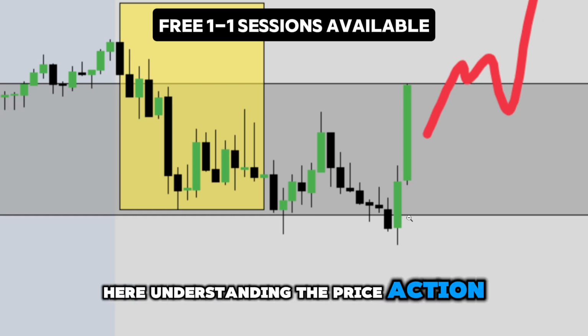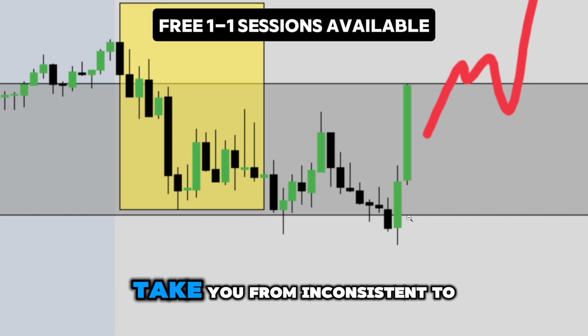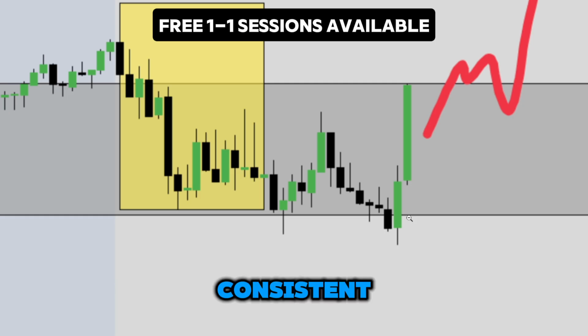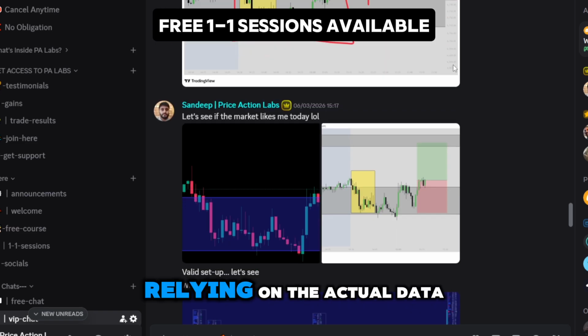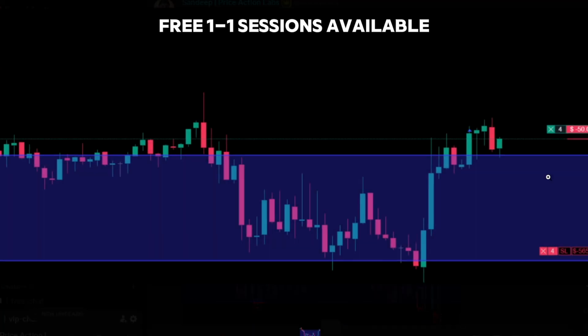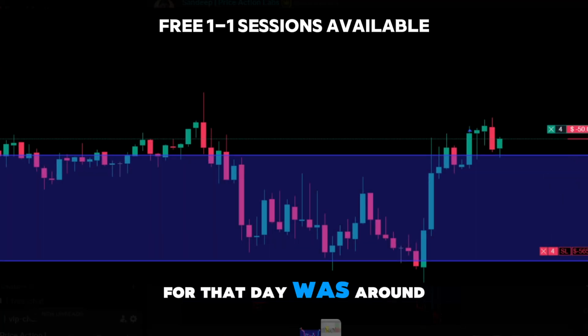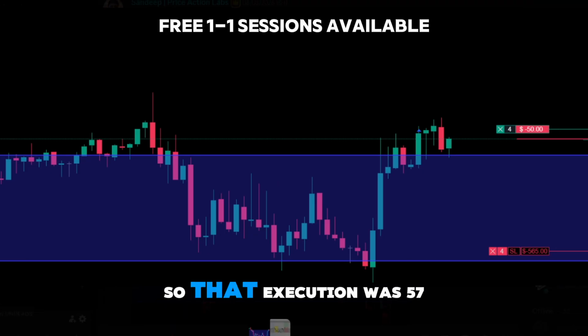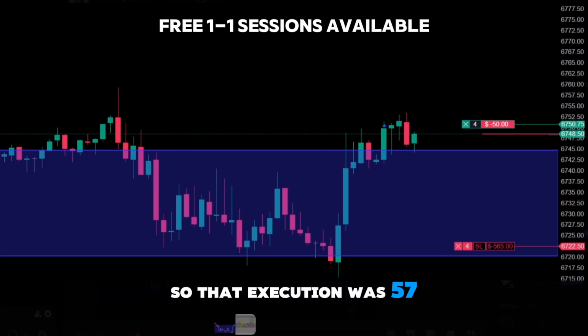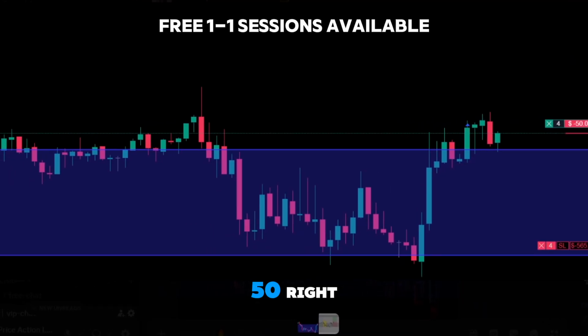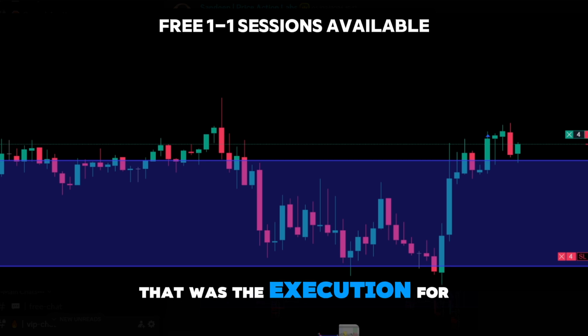Understanding the price action just beyond the candles will take you from inconsistent to consistent, because you're no longer relying on sweeps and wicks and God knows what. You're relying on the actual data. So the execution I took for that day was around here, right? That execution was 67.50. That was the execution for the day.